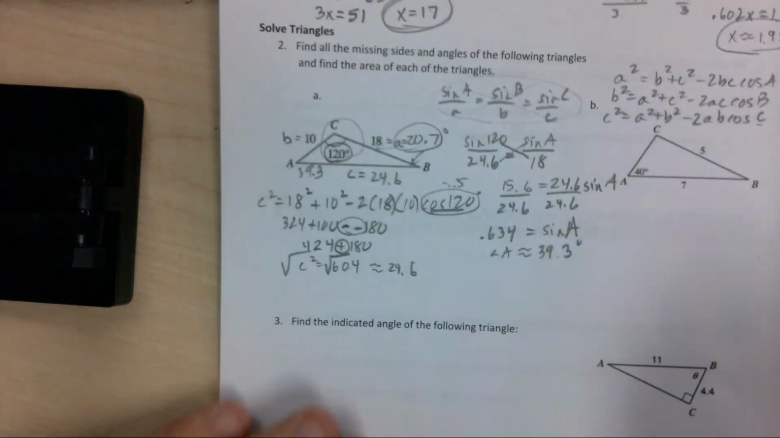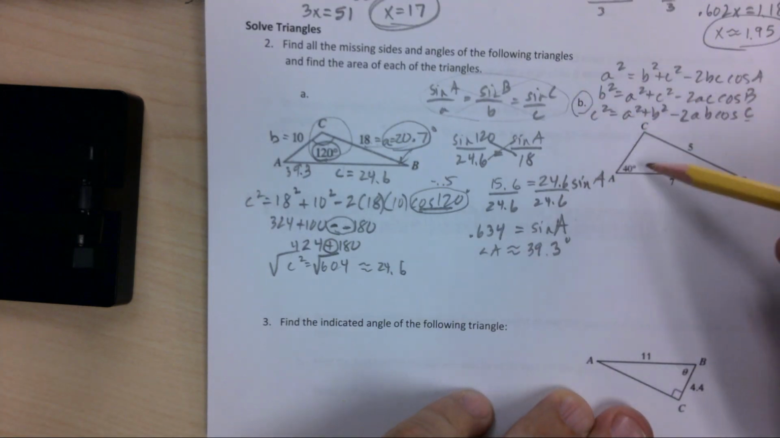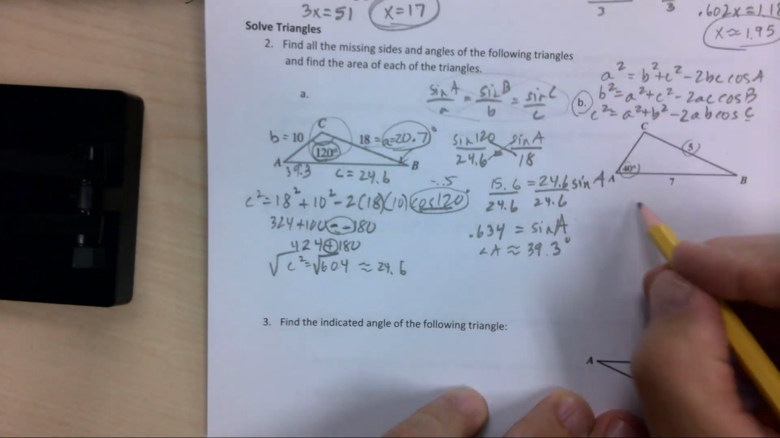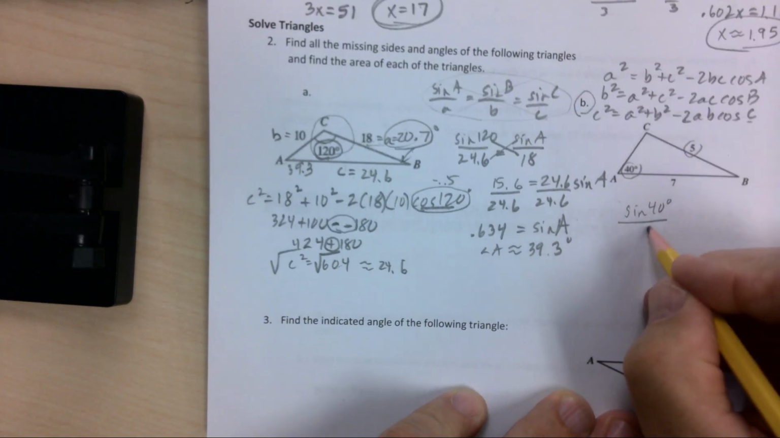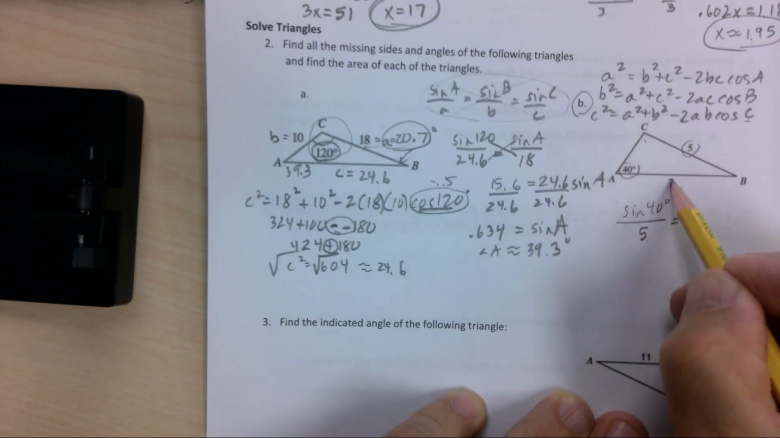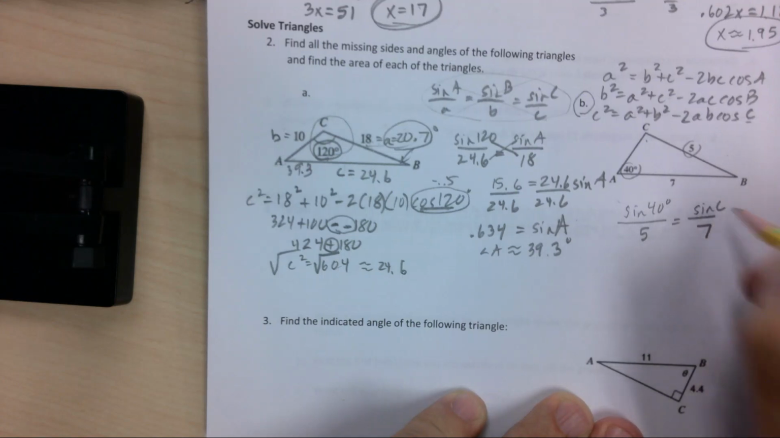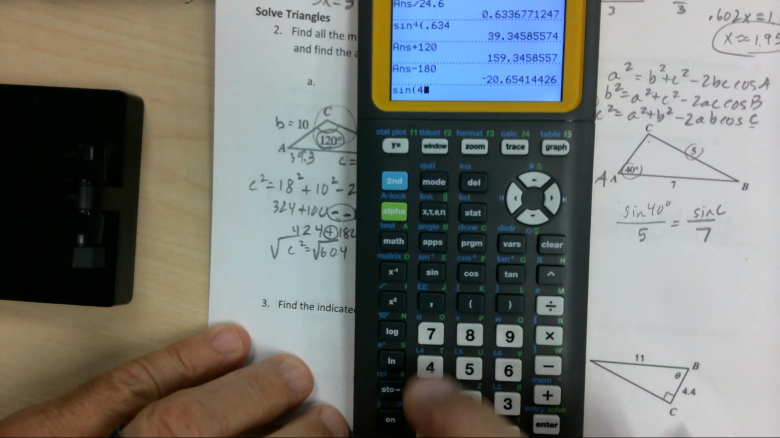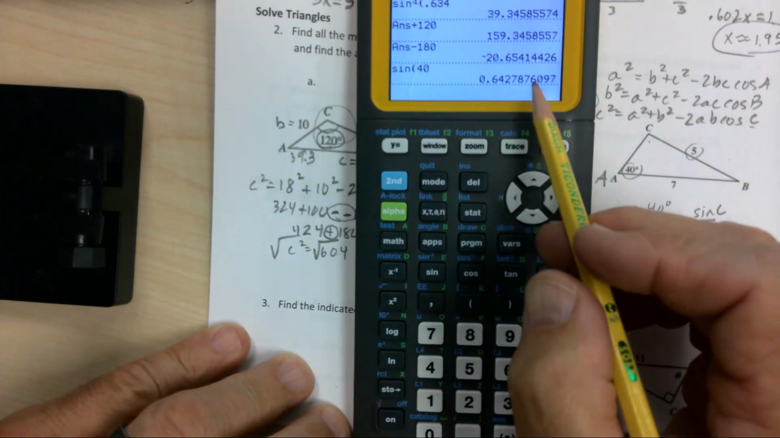Big problem. I think letter B is going to be a little bit easier because I got angle A and side A, which is leaning here. So I'm going to go sine of 40 degrees all over side A. I'm going to pick side or angle C because I have side C. So that's 7. I'm going to go sine of angle C. So here we go. See how important it is to have your calculator set in degree mode. So that's sine of 40 degrees is this.